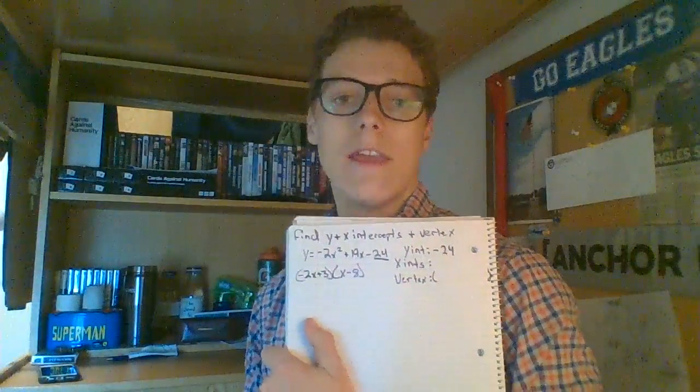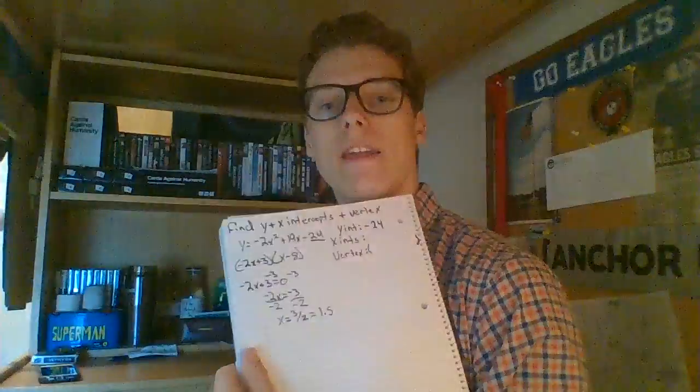And there you go. And then you just set both factors equal to 0. We'll start with negative 2x plus 3 equals 0. And you just subtract the 3 from both sides, which leaves you with negative 2x equals negative 3. And then divide both sides by negative 2. And you get x equals 3 over 2, or 1.5, which is what I'm going to use. And that's our first x-intercept, 1.5. So I'm going to go ahead and write that down.